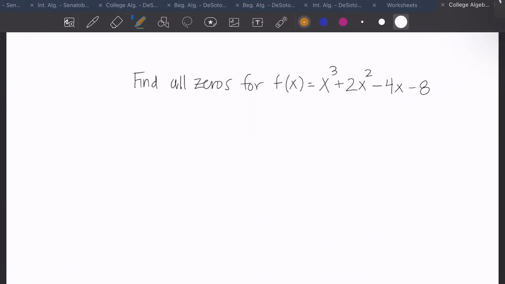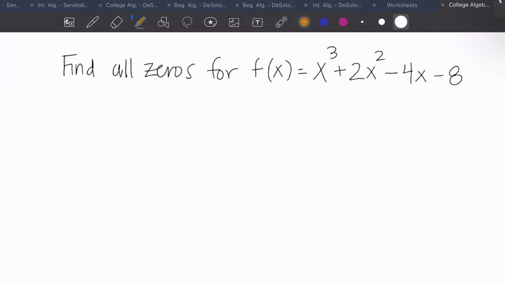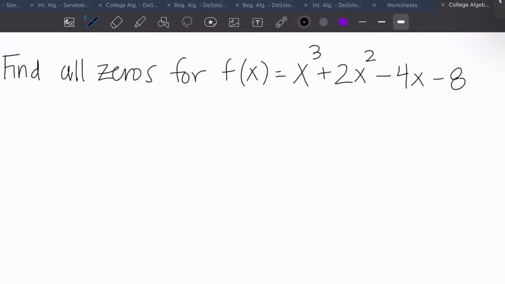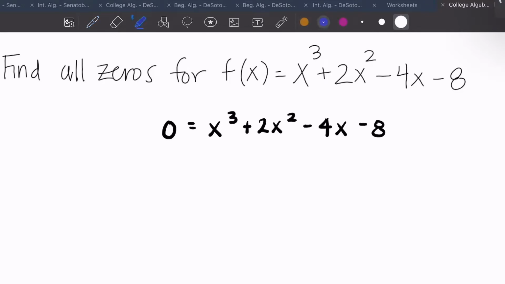So this says find all zeros for the function. All right, so we're going to set it equal to 0. 0 equals x cubed plus 2x squared minus 4x minus 8. This is not a trinomial. This has 4 terms, and 4 terms should immediately tell you to group. You should remember that.